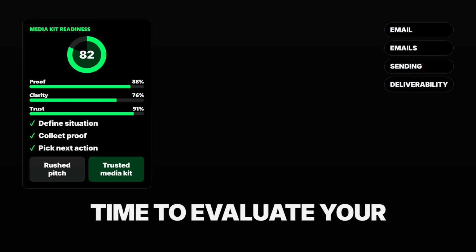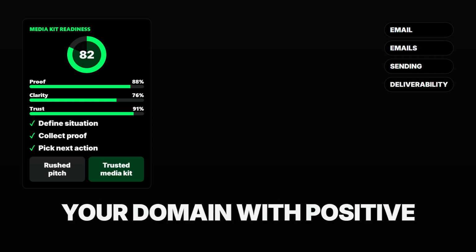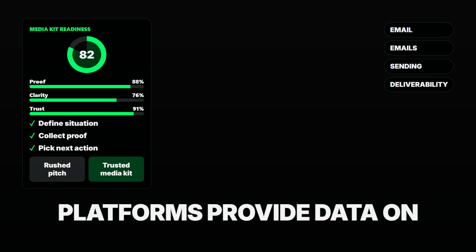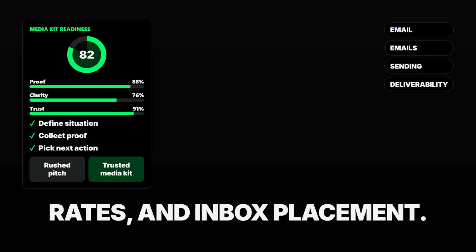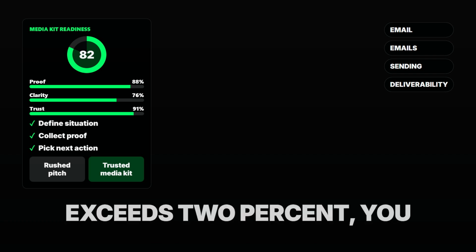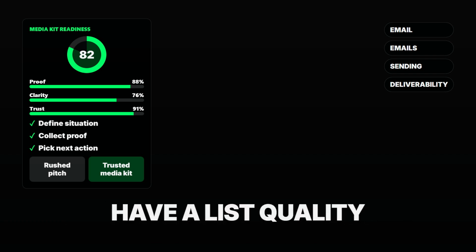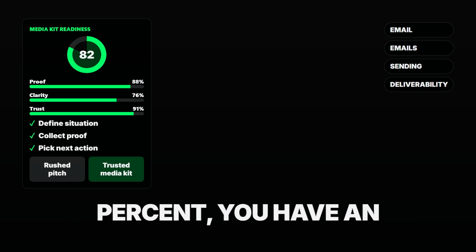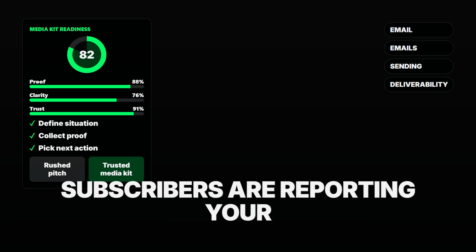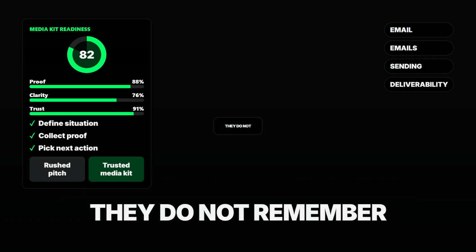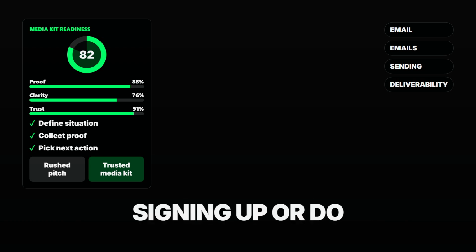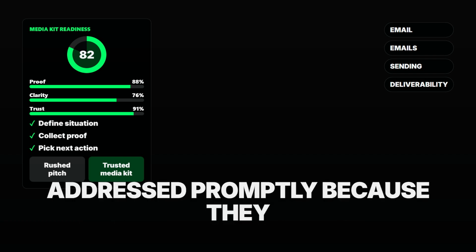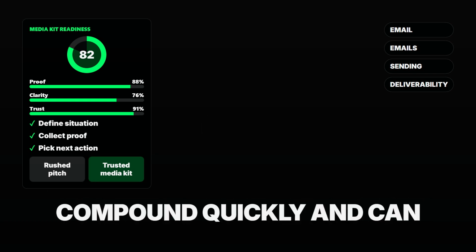Monitor your deliverability metrics regularly. Most email platforms provide data on bounce rates, spam complaint rates, and inbox placement. If your bounce rate exceeds 2%, you have a list quality problem. If your spam complaint rate exceeds 0.1%, you have an expectation alignment problem, meaning subscribers are reporting your emails as spam because they do not remember signing up or do not find the content relevant. Both of these metrics need to be addressed promptly because they compound quickly and can damage your sender reputation within a few sends.